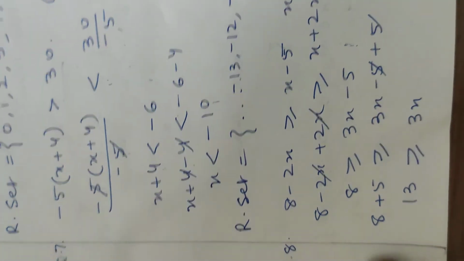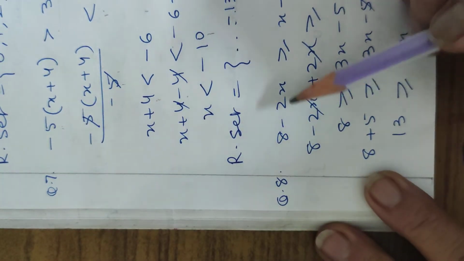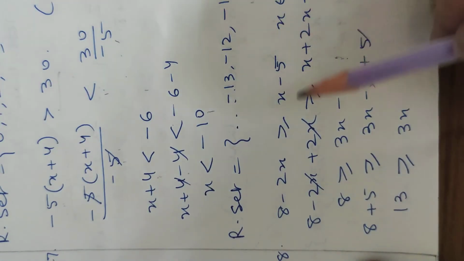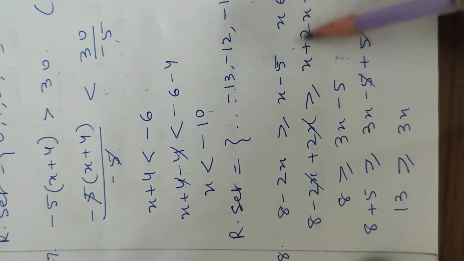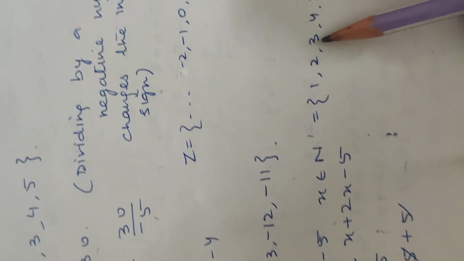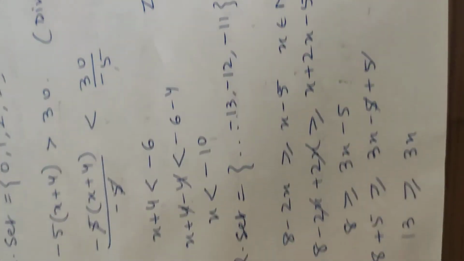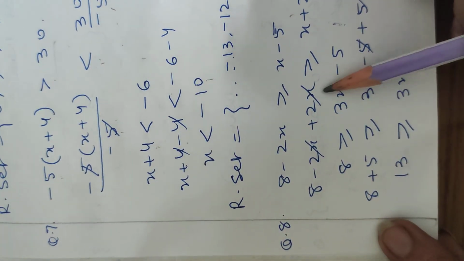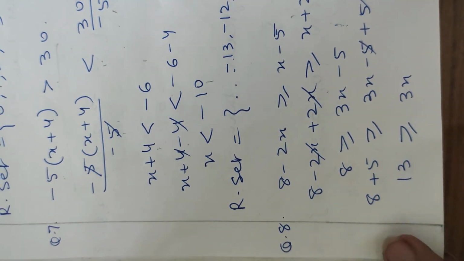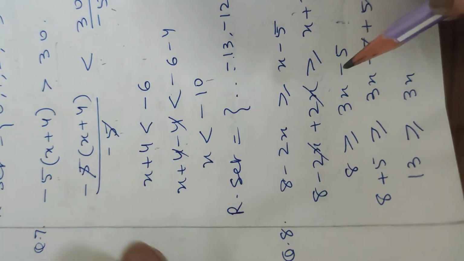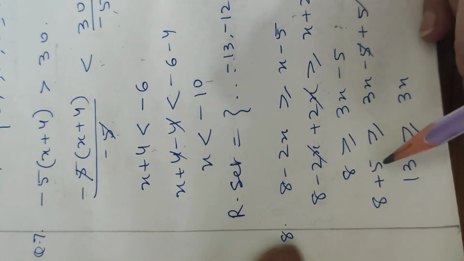Next, question number 8. 8 minus 2x is this, and your replacement set is natural numbers. So, you have got 1, 2, 3, 4, 5 and so on. 8 minus 2x plus 2x, this you can do directly, I am telling you again and again. Do not create any nuisance and do not get disturbed.